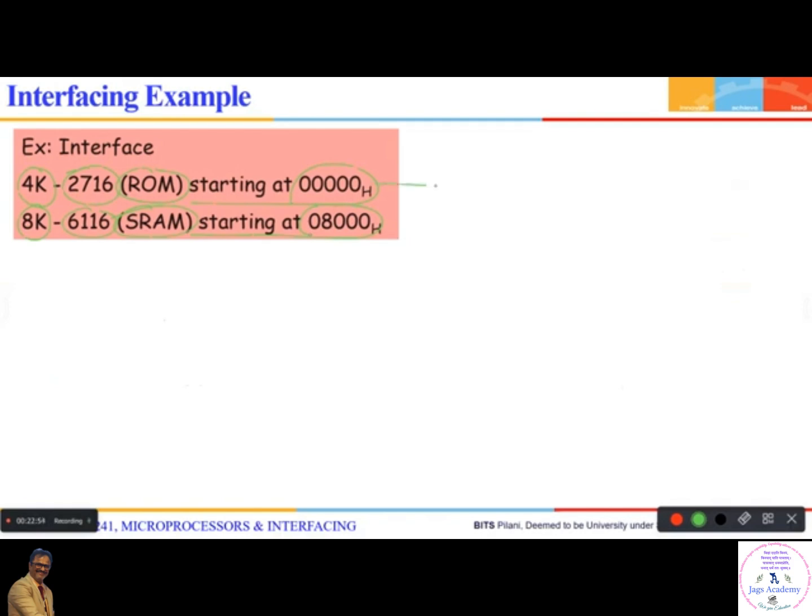Can you tell me what is the ending address for this entire ROM, if the starting address is 0000H? Can you tell me what is the ending address?